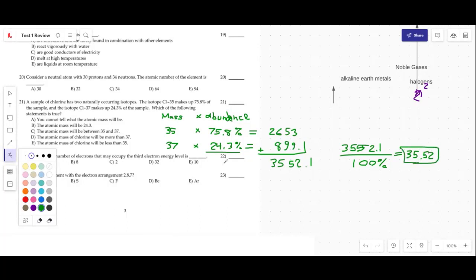So here's the thing. For which of the following statements is true? I cannot tell what the atomic mass will be. No, I can figure that out. I can figure out the average atomic mass. I've already figured it out. It's 35.52, so it's not 24.32. I know it's going to be an average, so it has to be between 35 and 37. And so C is the only one that makes sense.